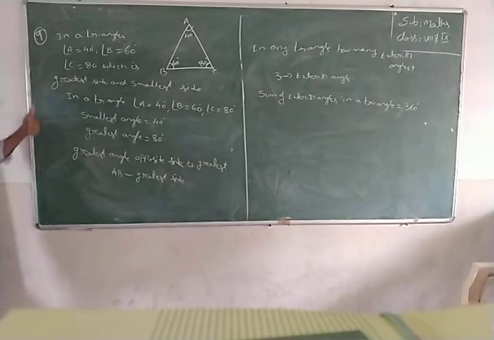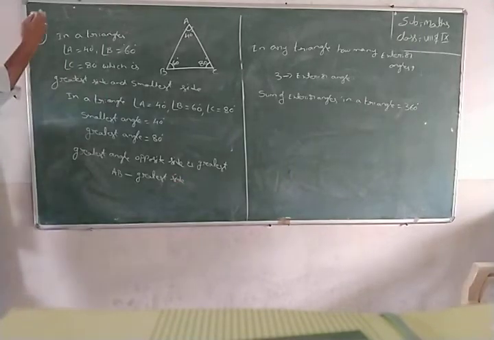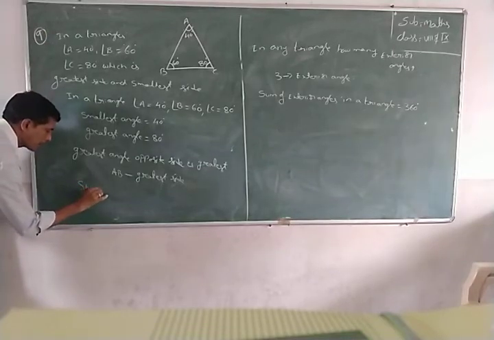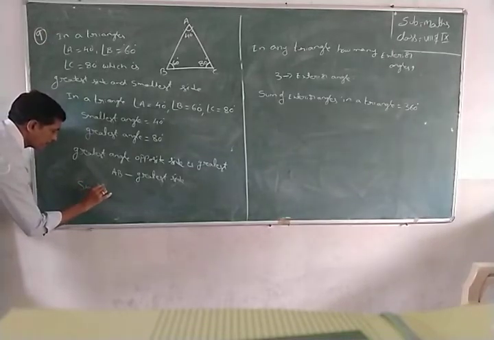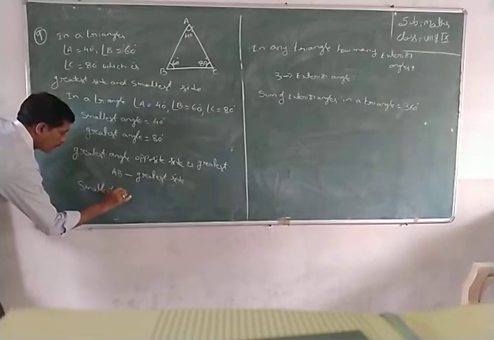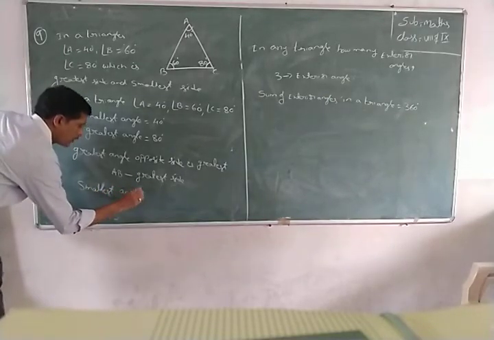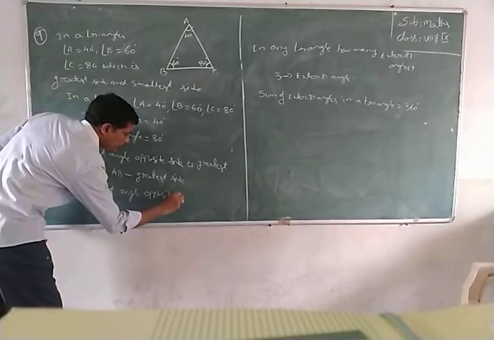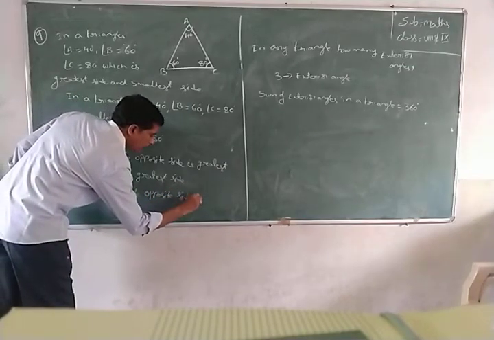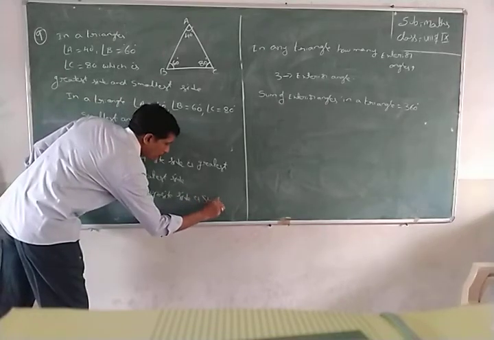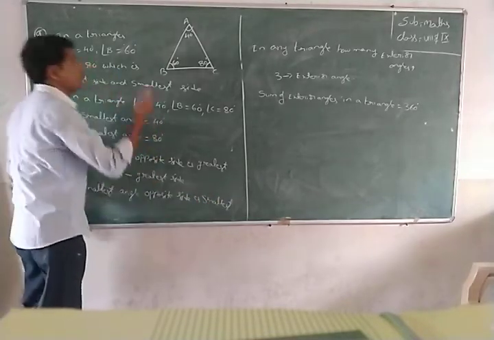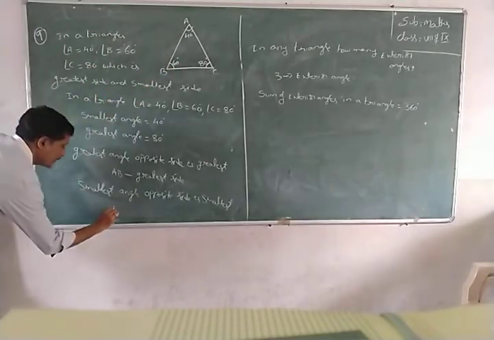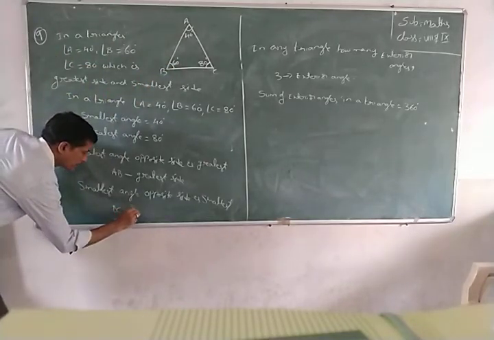Next, here the smallest angle is what? 40 degrees. The 40 degrees opposite side, which one is there? That is BC. The smallest angle's opposite side is the smallest. Here angle A's opposite side is BC. Therefore, BC is the smallest side.